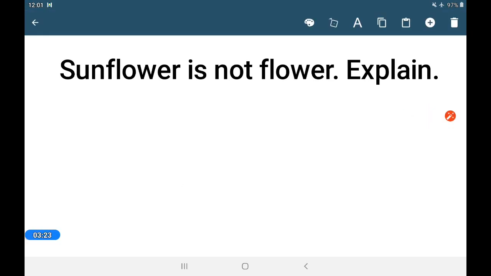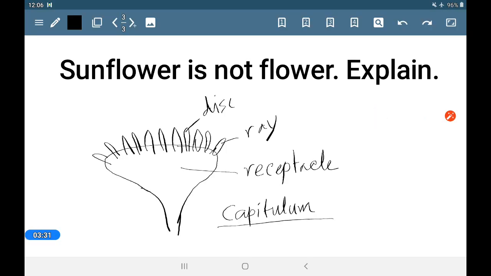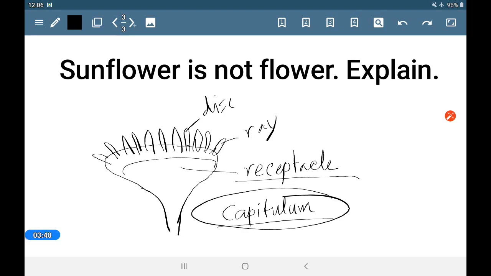Next one, sunflower is not a flower. Explain. How can we explain it? Yes, sunflower is not a flower. It is an inflorescence, an arrangement of flowers. You can see here a receptacle, and this type of inflorescence is called capitulum. One big, flat disc-shaped receptacle, where the flowers, known as florets, of two types, disc and ray florets, are arranged.